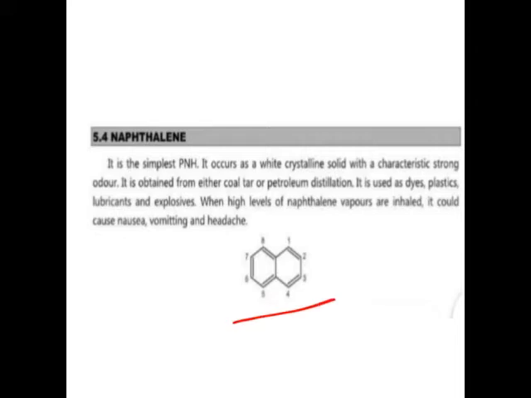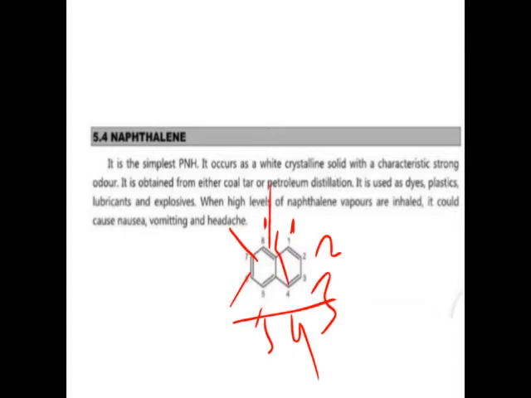So this is the structure of naphthalene. Two benzene rings are fused. So numbering starts from one of the carbons. You can start from this carbon, or you can start from this carbon. So 1, 2, 3, 4. This is 5. This is 6. This is 7. This is 8.